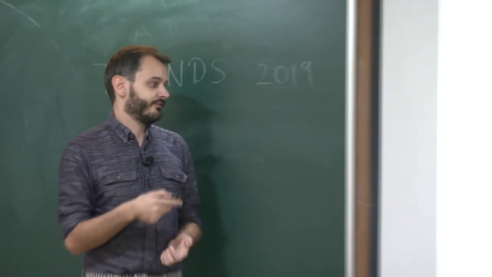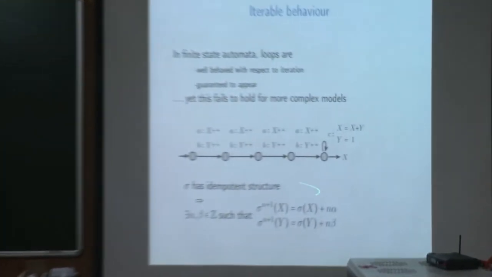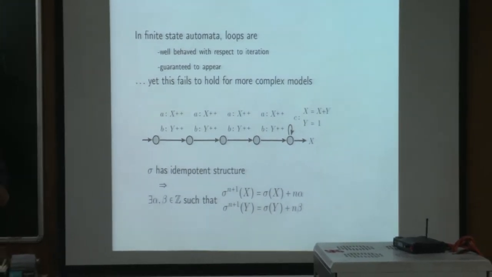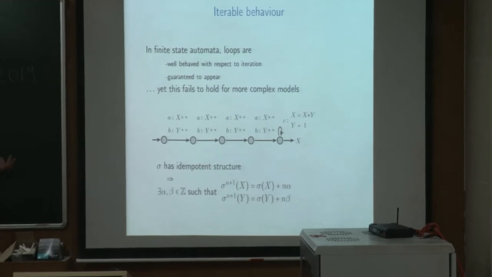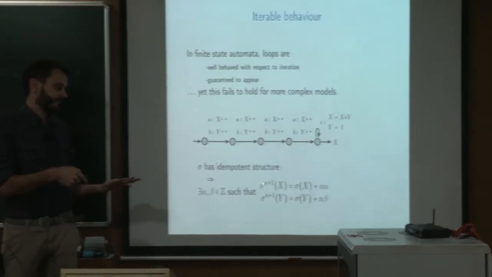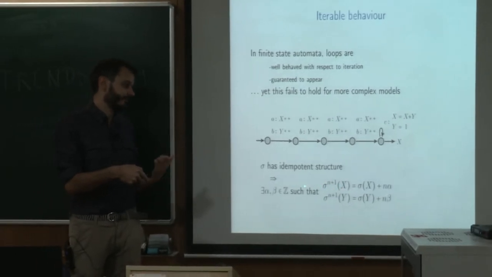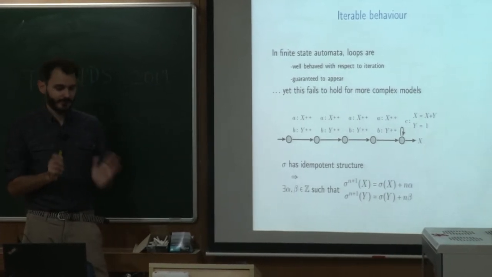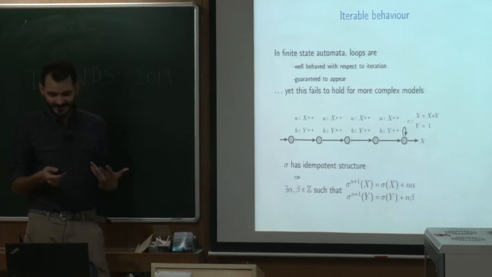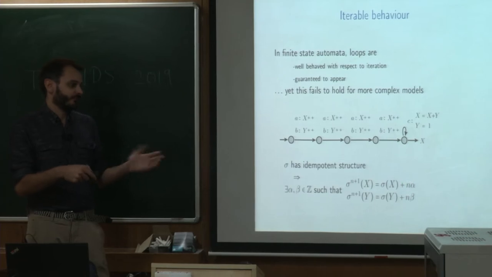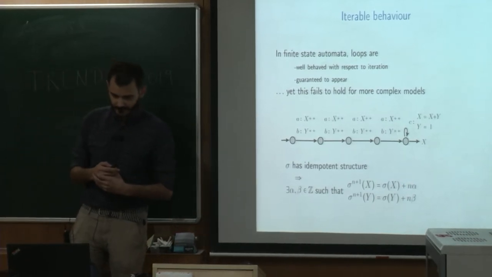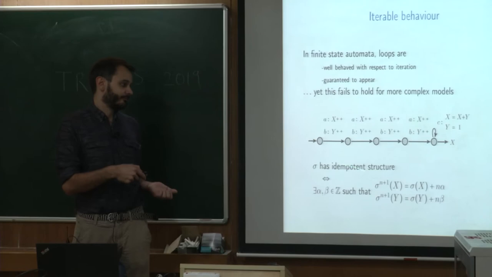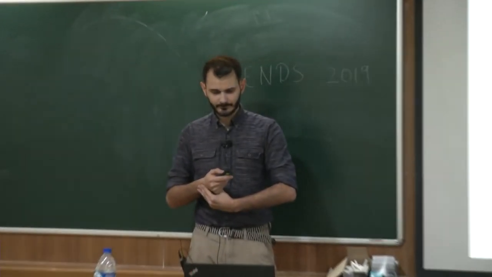Okay, and this is not a coincidence. Actually, we can show that whenever we have a register update that has an idempotent structure, we will always have these nice properties with respect to iteration. If we iterate this register update n plus one times, it will be like we have only applied it once, and then we just add something that is fixed every single time. And actually, this is an if and only if. So this nice thing is also a characterization of register updates with idempotent structures.